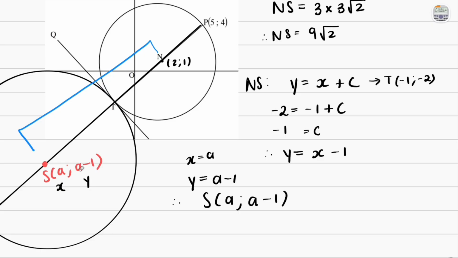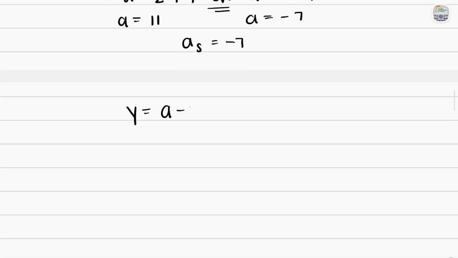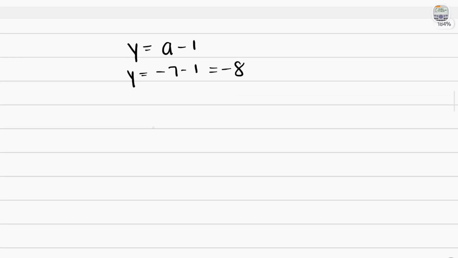So y was equal to a minus 1. So that's what we're going to do to find the y value. So its y value is a minus 1. So that is simply negative 7 minus 1, which is negative 8. Okay, so there we go.